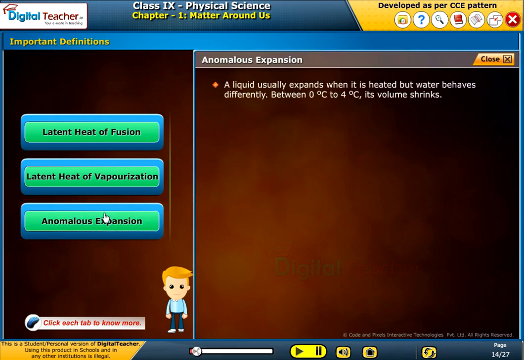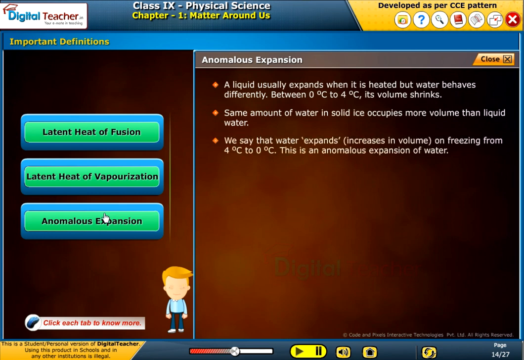A liquid usually expands when it is heated, but water behaves differently. Between 0 degrees centigrade and 4 degrees centigrade, its volume shrinks. The same amount of water in solid ice occupies more volume than liquid water. We say that water expands, increases in volume, on freezing from 4 degrees centigrade to 0 degrees centigrade. This is an anomalous expansion of water. The density of ice is less than that of water, and this explains why ice floats on water.